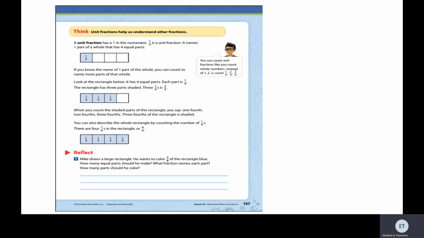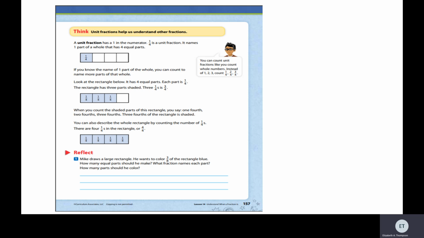And if you know the name of one part of the fraction, you can count all of the parts of a fraction. For example, the rectangle has 4 equal parts. Each part is 1/4. So when you count 2 parts of this rectangle, it would be 2/4. 3 would be 3/4. You can also describe the whole rectangle as being shaded in as 4/4. Another way to say that is the whole rectangle.